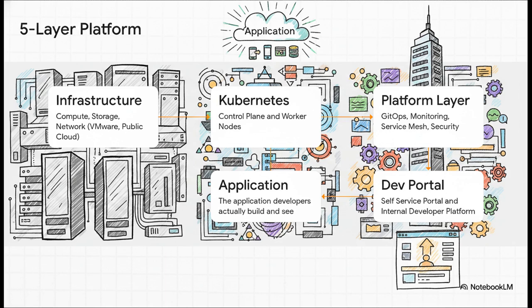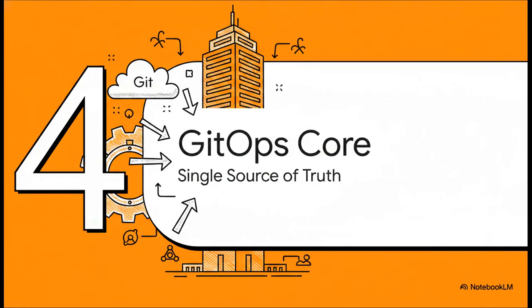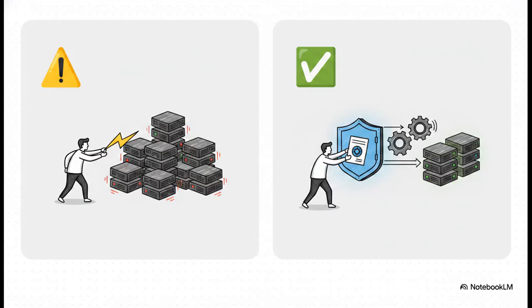The real brilliance of this architecture is that your development teams only ever interact with layers 4 and 5. That whole complex foundation underneath, it's completely abstracted away. Section 4, GitOps, the single source of truth. Now, this is the core engine powering that middle platform layer.